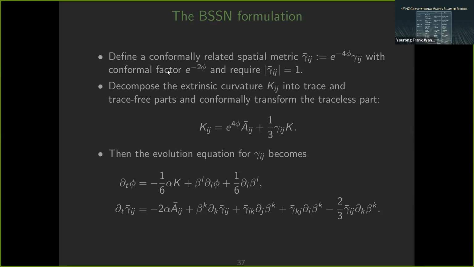Firstly, what we do is we introduce this conformal factor, which is of this type with an exponential here. We introduce a new variable phi, and we multiply this by the 3 metric to get a new one, with the requirement that the determinant of this new metric is 1. And doing a decomposition of the extrinsic curvature, we can look at the trace-free part, which is the Aij, and the trace term, which is the K.